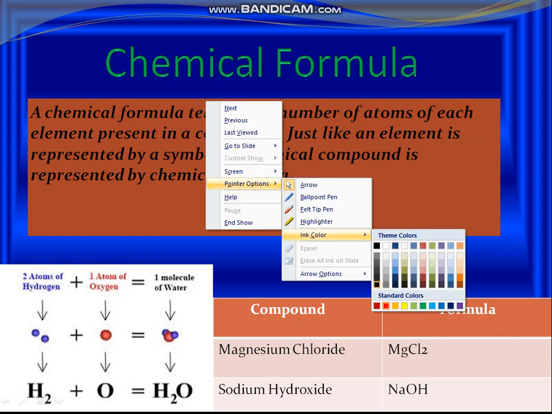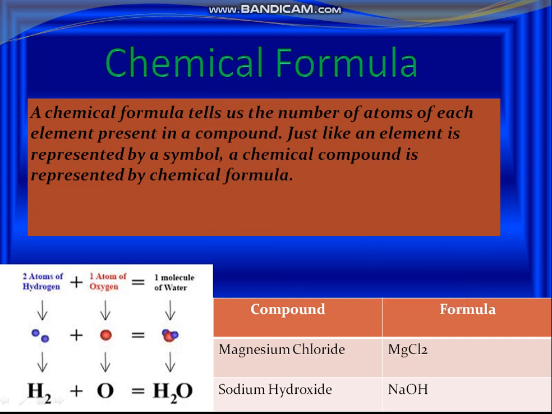A chemical formula tells us the number of atoms of each element that is present in a compound. See, you don't have to get a doubt here. You can see for the MgCl2 formula, 2 is the number of atoms of the element Cl. MgCl2 is a compound, which is magnesium chloride. Okay, now it is clear.